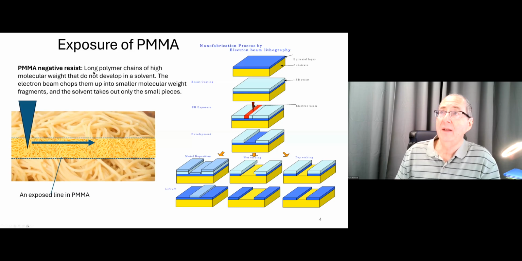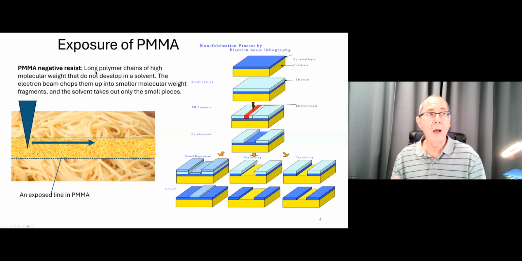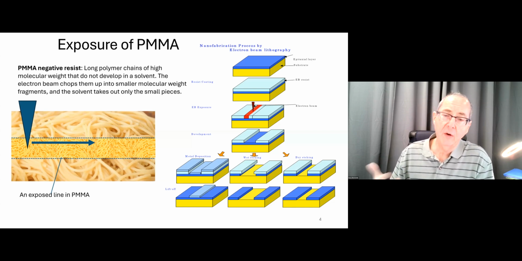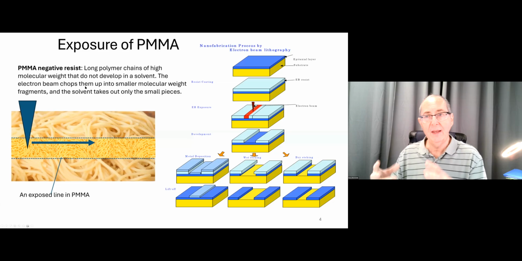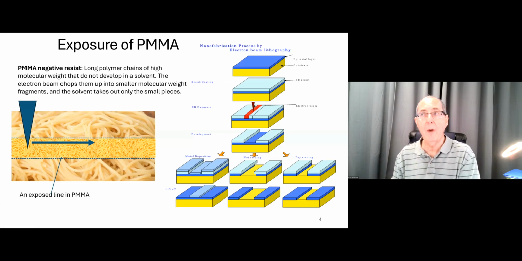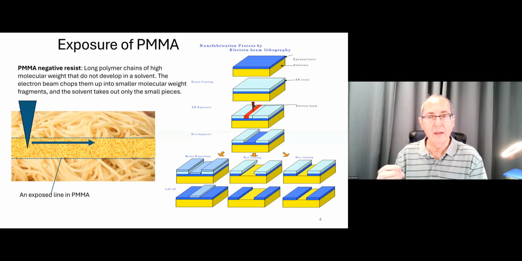Now, PMMA is a polymer. It has long polymer chains with very high molecular weights. For example, 960,000 molecular weight of one molecule is the most common molecular weight that is used for high resolution electron beam lithography. And when the beam hits it, the electron beam chops up these long polymer chains into smaller polymer chains. And then in a suitable developer, the developer can latch on and remove the smaller polymer chains more easily than the long polymer chains.